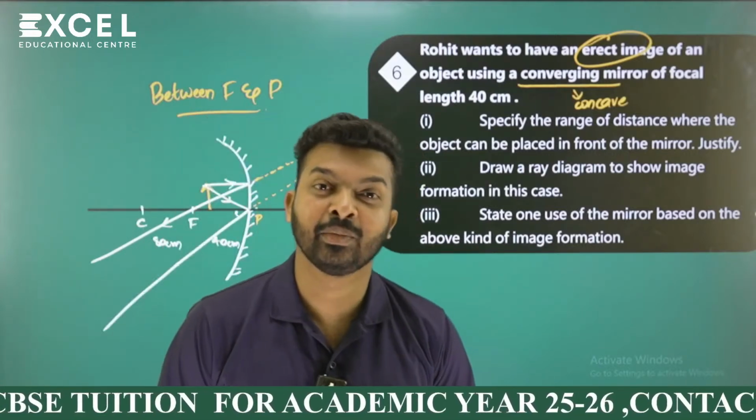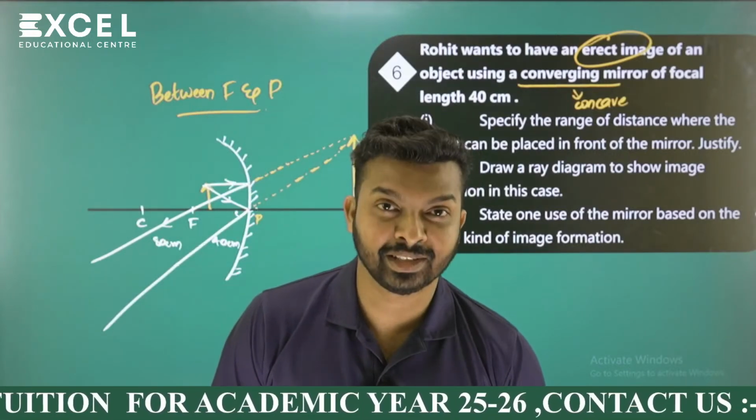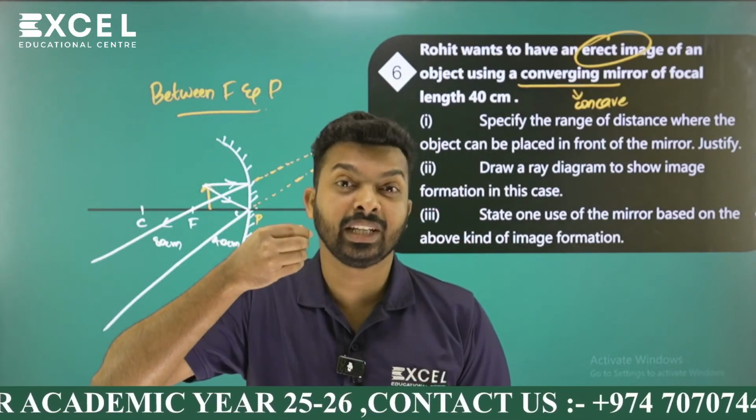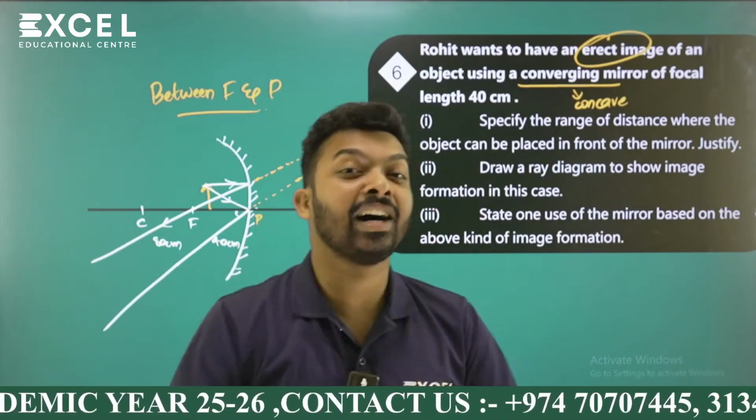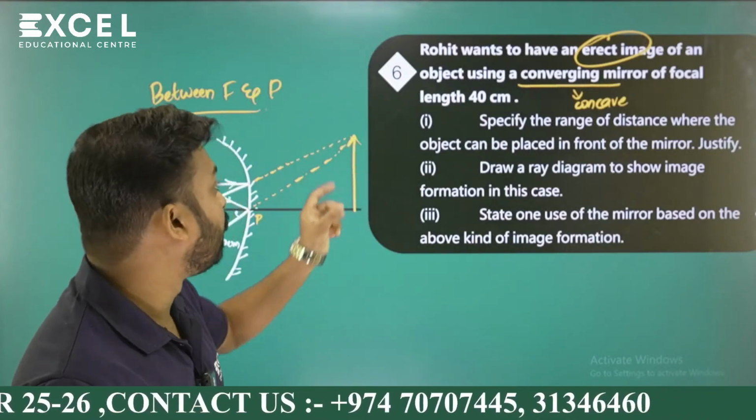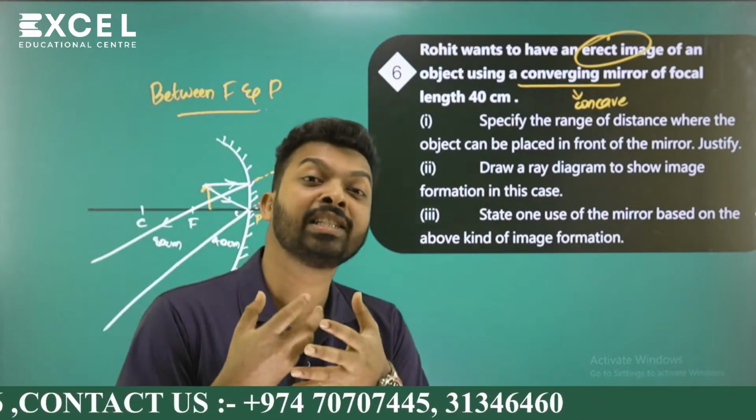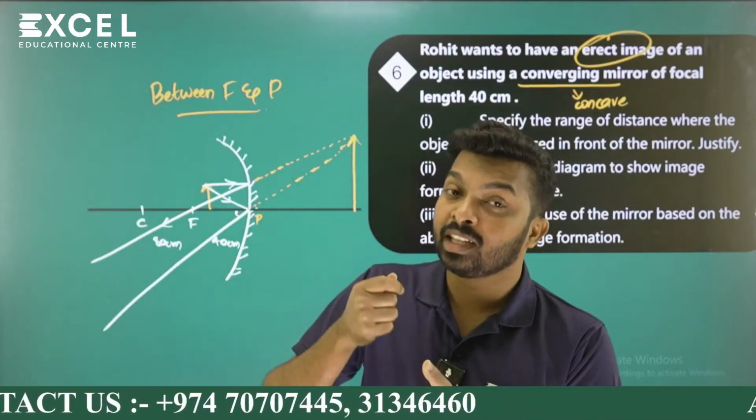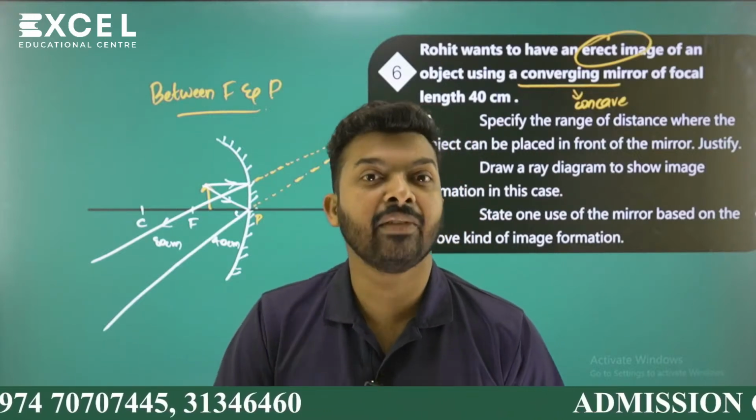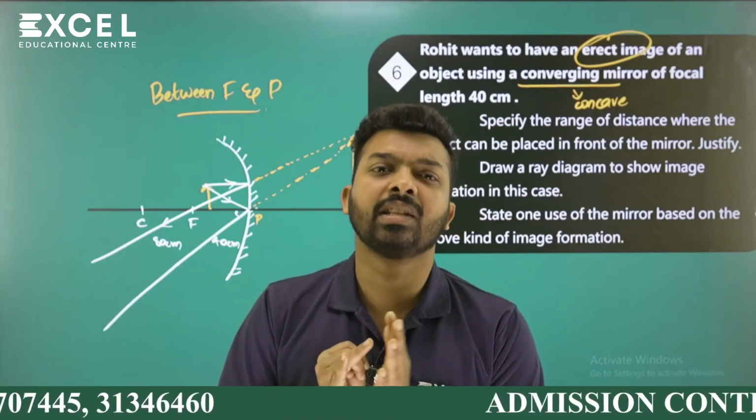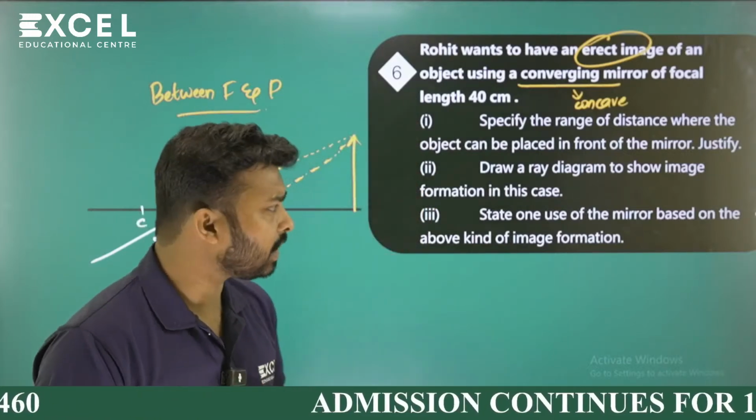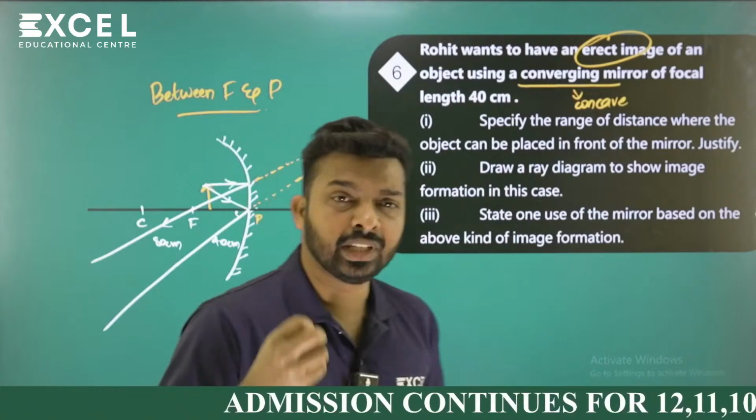Listen, when it comes to dentist mirrors, they keep the mirror very close to our teeth so that they get an enlarged image. See, I'm getting an enlarged image here, right or not? Likewise, if I want to get an enlarged image, I have to keep the object very close to the mirror. So dentist mirror, shaving mirror, makeup mirror, all are examples of this kind of situation. Understood? Fine. Now let's go for the next question.